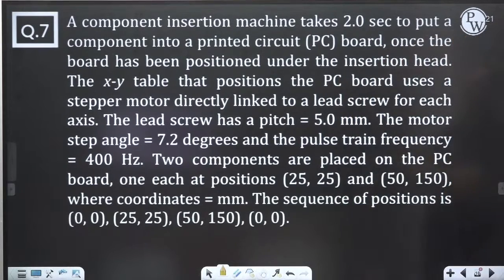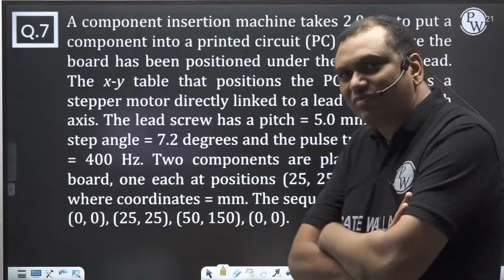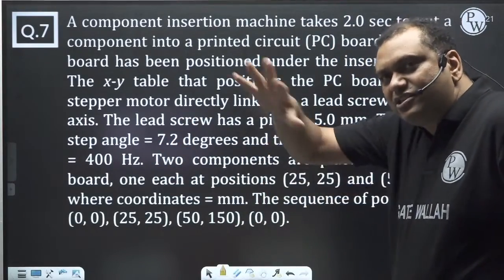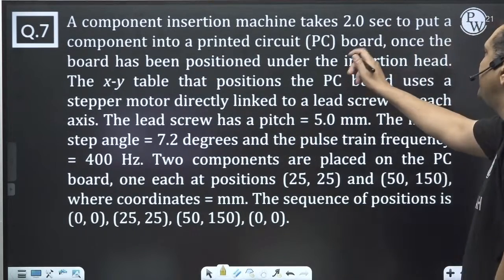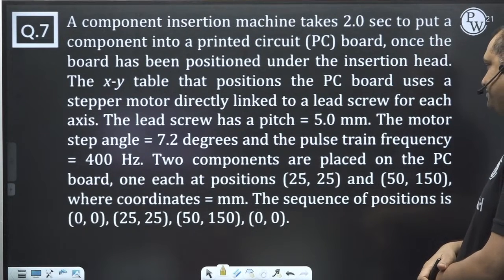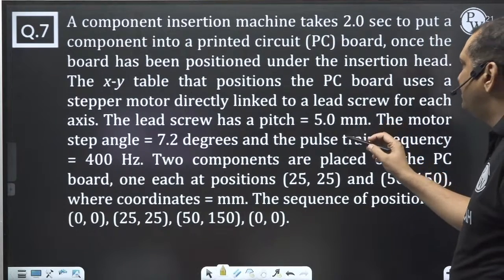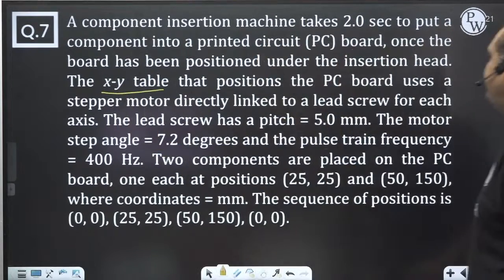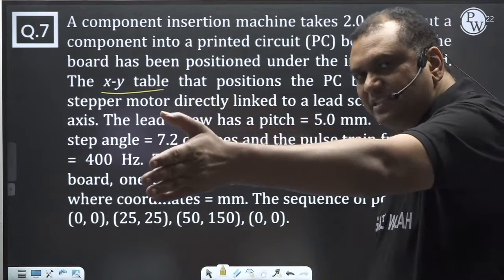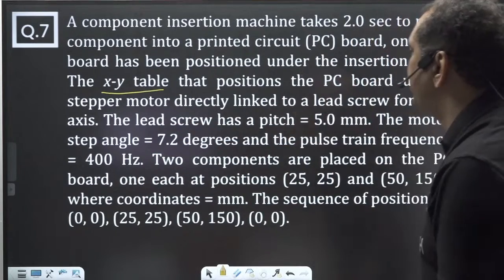A component insertion machine takes 2 seconds to put a component into a printed circuit board. I am making a PCB, printed circuit board. So a robo arm takes 2 seconds to insert in the printed circuit board. Once the board has been positioned under the insertion head, the XY table that positions the PC board uses a stepper motor directly linked to a lead screw for each axis. Okay, na? For the X axis there will be a separate stepper motor, and for the Y axis there will be a separate stepper motor.